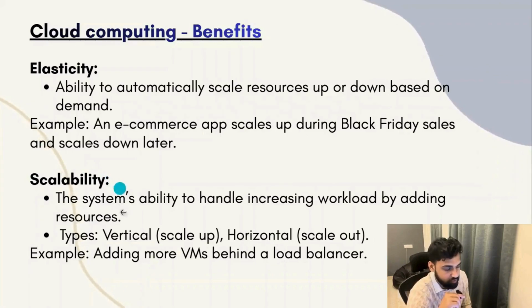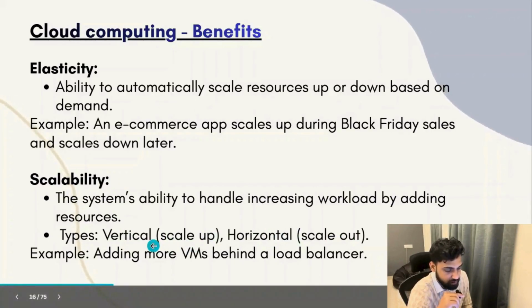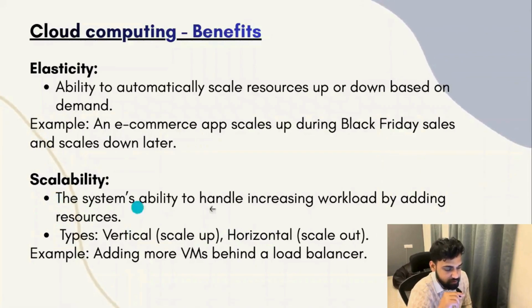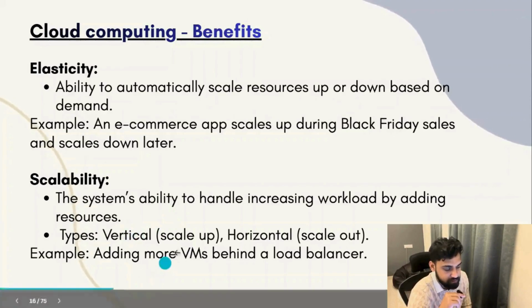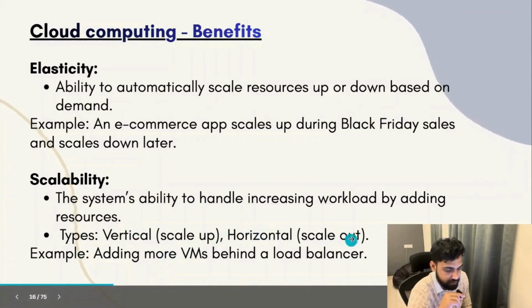There are two types of scalability: vertical scale up and horizontal scale out. We will see what the difference is between these two. But by definition, it is the system's ability to handle increasing workload by adding resources. Vertical means scale up, and horizontal means scale out.